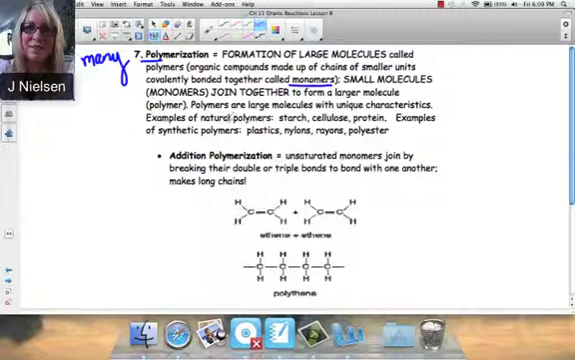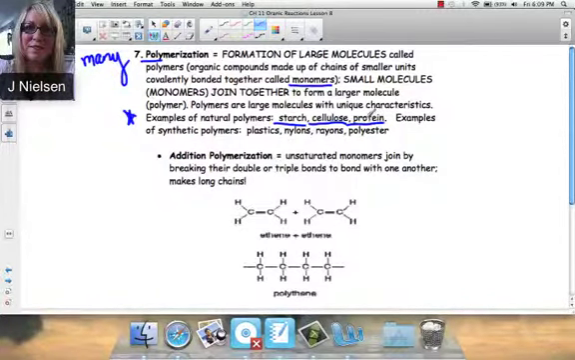Examples of natural polymers are starch, cellulose, and protein. And they used to ask these, I haven't seen it in a couple years, but at one time it was a multiple choice question. It would say, which of the following is a natural polymer? And only one of starch, cellulose, or protein would be present.